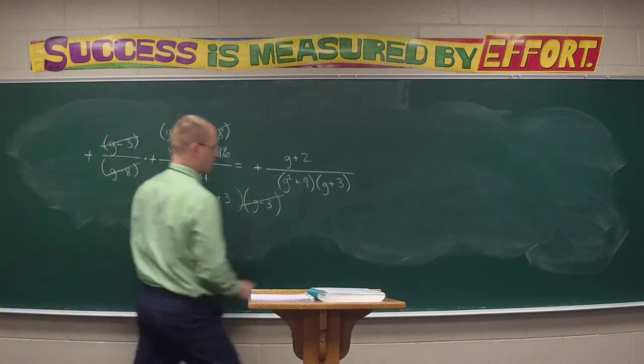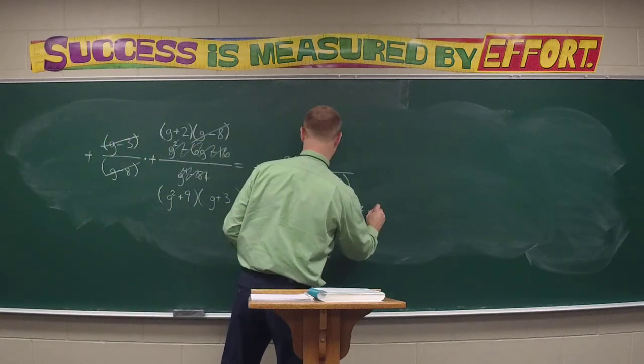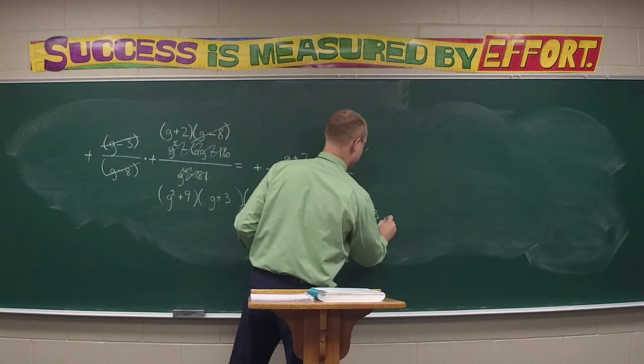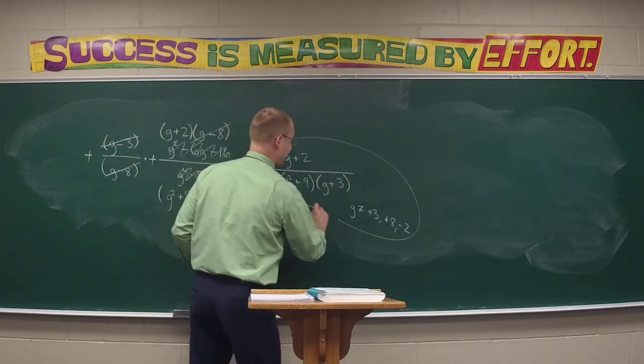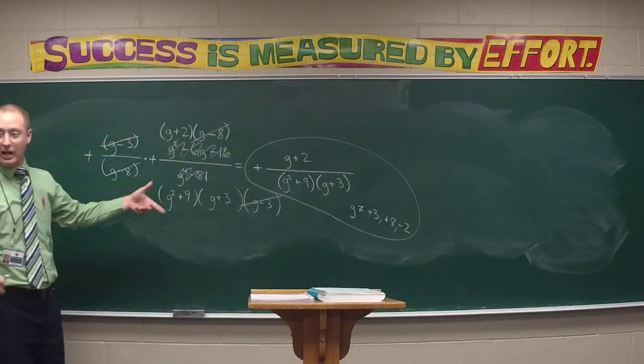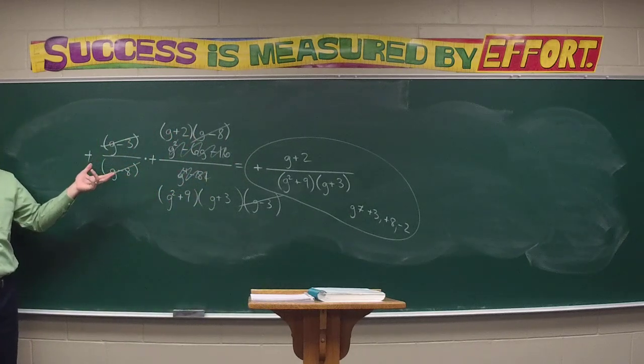Good, even got the last one there. G cannot be positive 3, positive 8, or negative 2. Some of you got a head start on this one. Were we on the right track? Those who had the head start, were we on the right track?